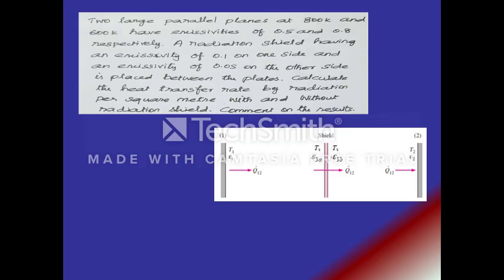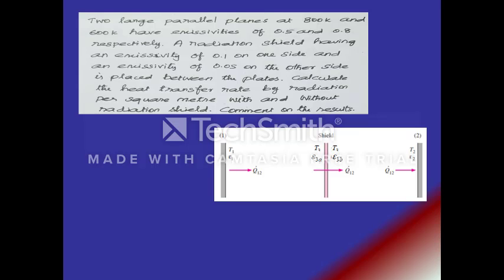So, another interesting problem. Again, it is on radiation shield only. The problem says: two large parallel planes at 800 Kelvin and 600 Kelvin have emissivities of 0.5 and 0.8 respectively. We have two large parallel plates 1 and 2. Their temperatures are given, and emissivities epsilon 1 and epsilon 2 are given. A radiation shield having an emissivity of 0.1 on one side and an emissivity of 0.05 on the other side is placed between the plates.